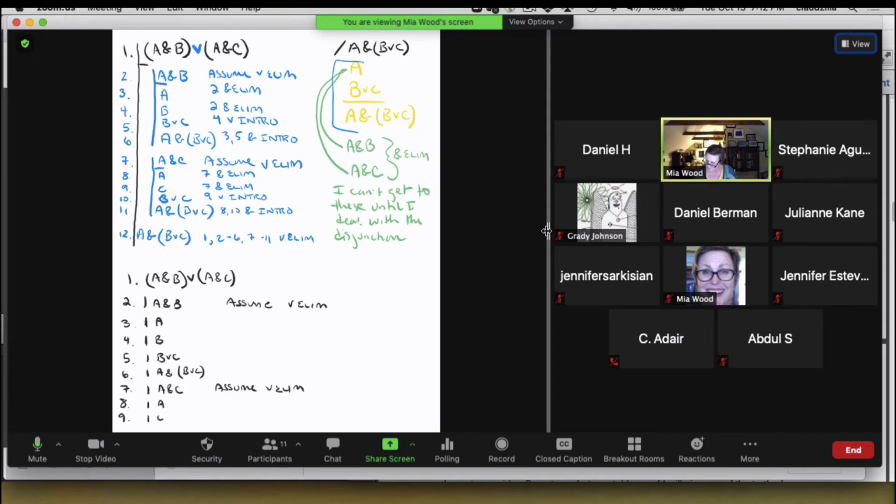Oh, as usual. This will happen a lot. I run out of some room here. So I'm just going to carry this over. Line 10 carries over. B or C, 11, still in the subproof, A and B or C, 12. Now back out on the main line. Notice that I haven't put a vertical bar. A and B or C. Okay, so the difference between these two proofs is just a matter of formatting. It's not a matter of the actual logic.